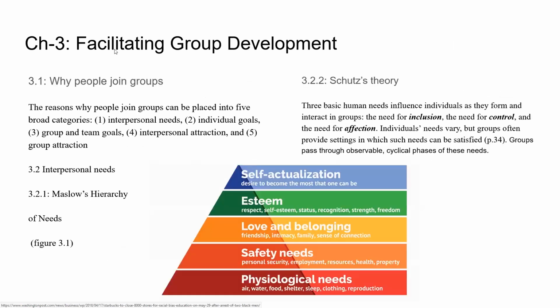All right, so chapter 3, let's talk about facilitating group development. The first thing here is we'll look at 3.1, why people join groups. And you can kind of think about this from your own personal level.